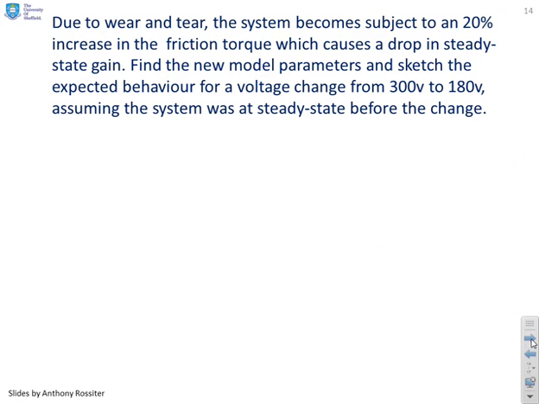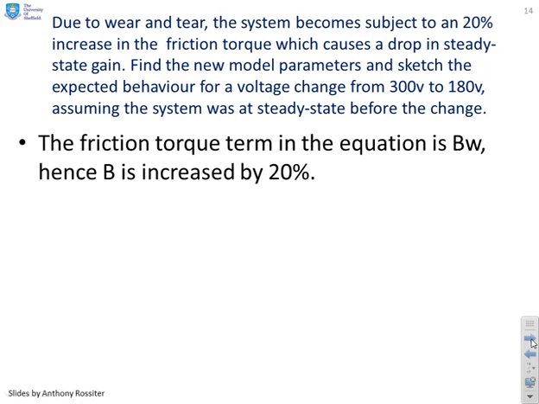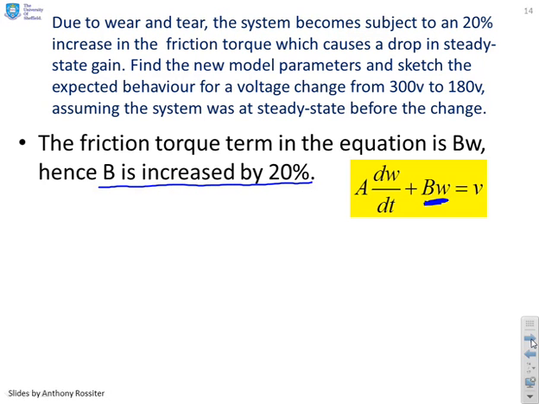Find the new model parameters and sketch the behaviour for a voltage change from 300 to 180, assuming you began at steady state. So the first thing to note is the friction torque term in this equation is the b omega term. And you can also tell that because it tells you that you get a drop in the steady state. So therefore the question is telling you that that term b is increased by 20%.